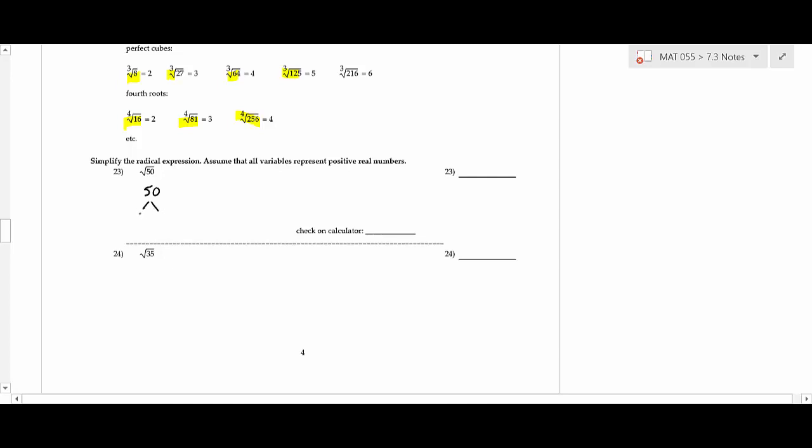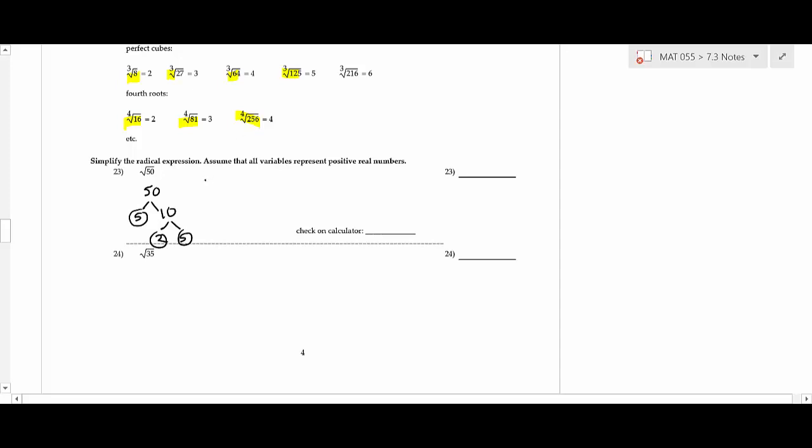Okay, if we do a factor tree, what are two numbers that multiply to give 50? Well, you've got two choices. You could do 5 and 10. You could do 25 and 2. Okay, 5 is prime. It doesn't go any further. But 10 is 2 times 5. So back to doing a factor tree.